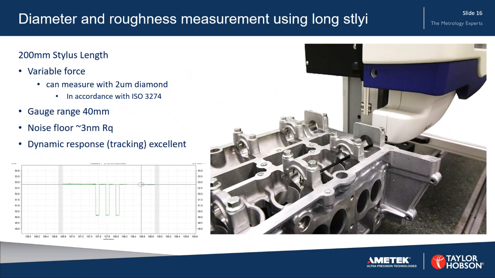This is an example of diameter and roughness measurement using a long stylus. This stylus is 200 millimeters long, and again it's got a diamond tip on the end. It's got a 2-micron diamond in accordance with ISO 3274, which is the recommendation for roughness. But we're able also to measure diameter here as well. So this is just another example of diameter measurement.